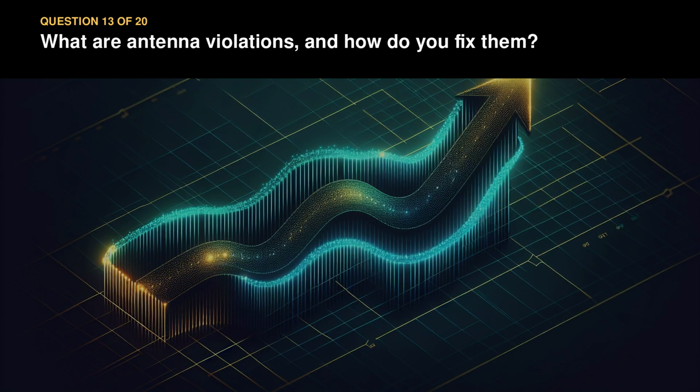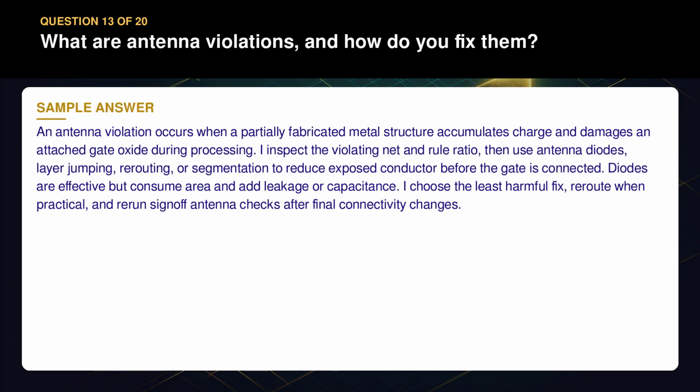Question 13. What are antenna violations, and how do you fix them? An antenna violation occurs when a partially fabricated metal structure accumulates charge and damages an attached gate oxide during processing. I inspect the violating net and rule ratio, then use antenna diodes, layer jumping, rerouting, or segmentation to reduce exposed conductor before the gate is connected.